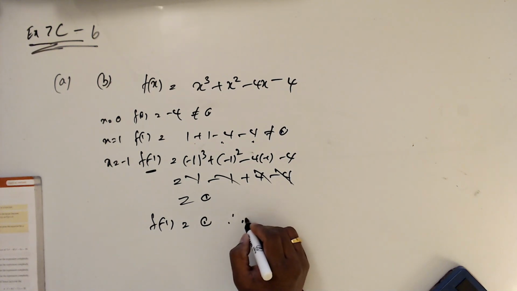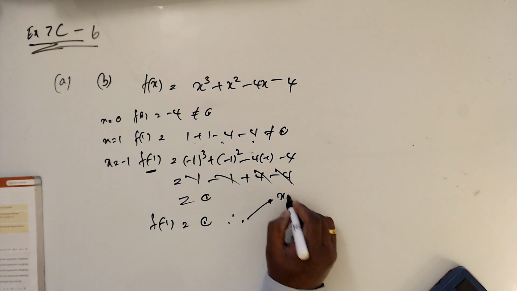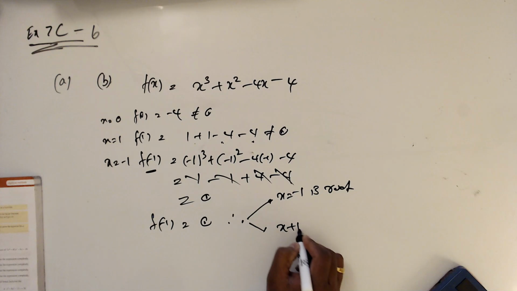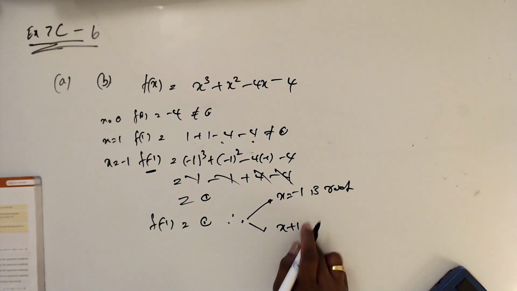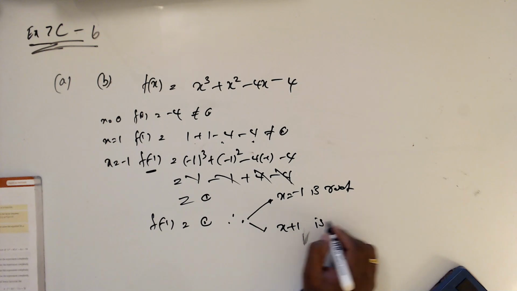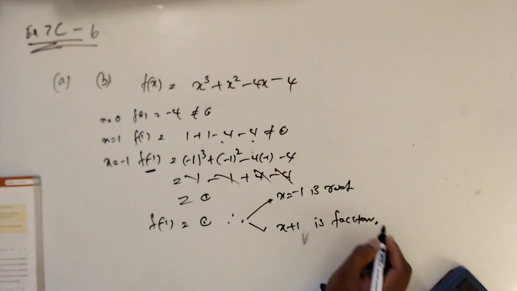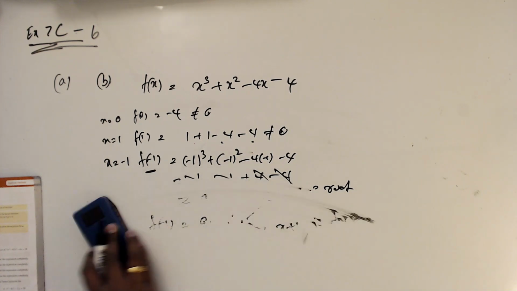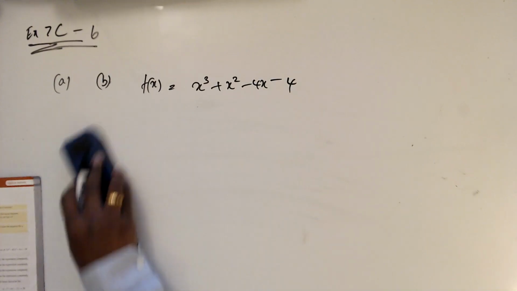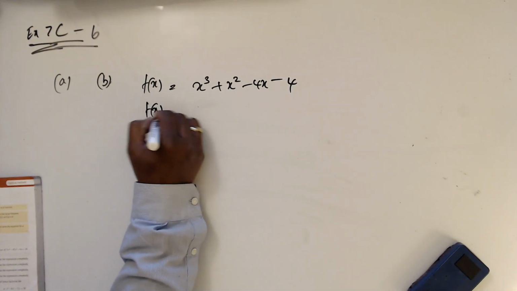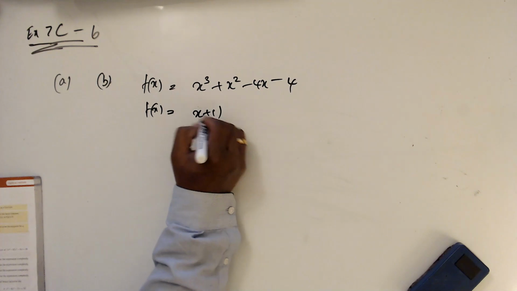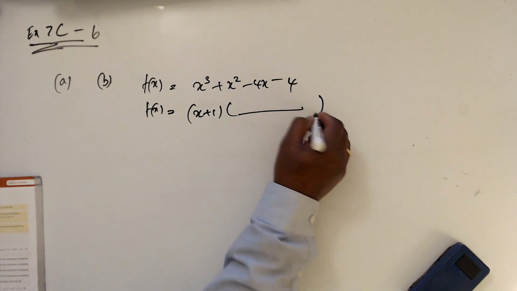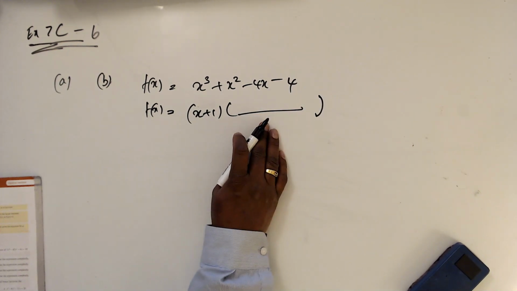Hence, two conclusions: x equals minus 1 is a root, and hence x plus 1 is a factor. Now we know that x plus 1 is a factor. Now f(x) I can write as x plus 1 times something. Now I want to find this bit.